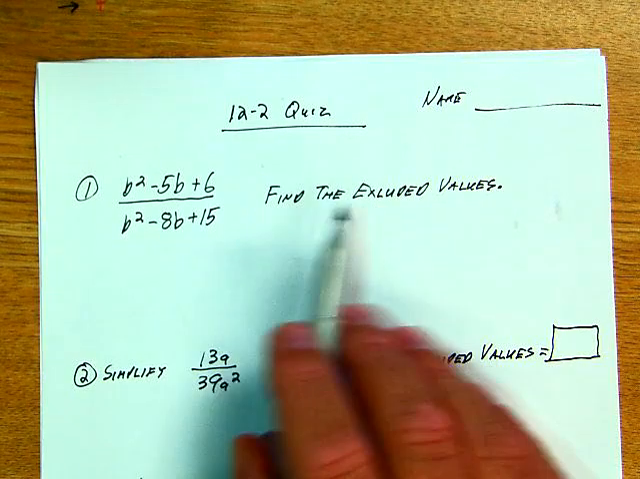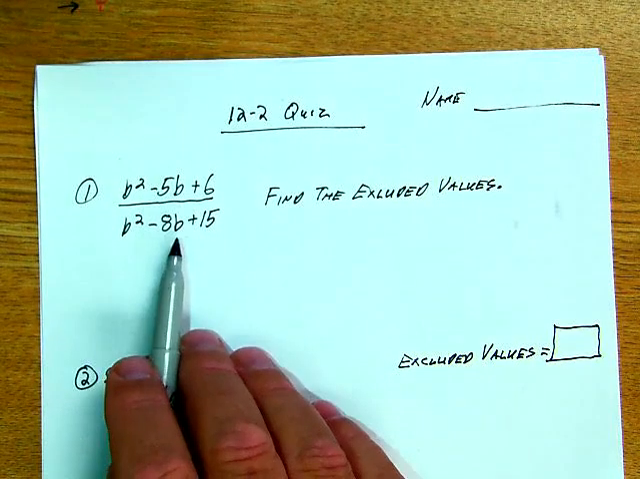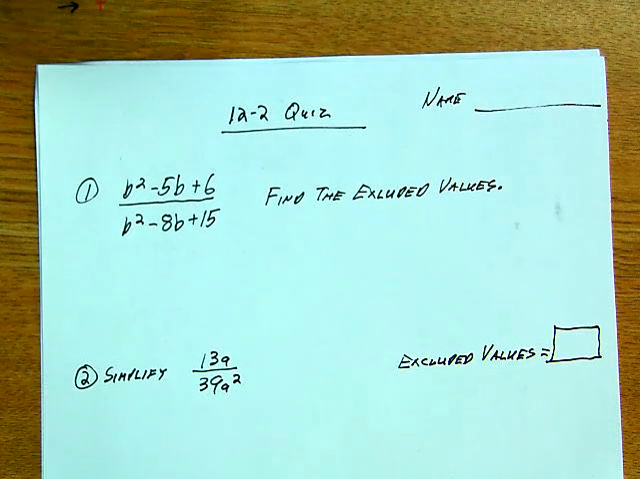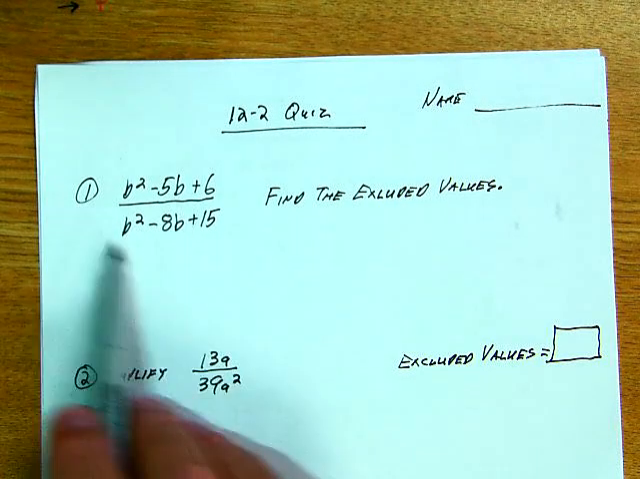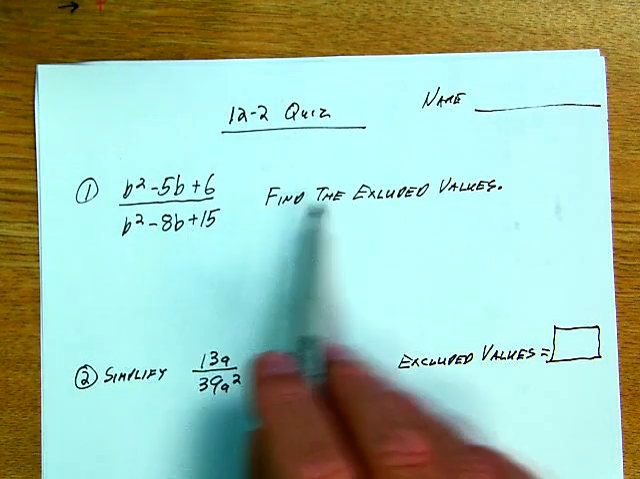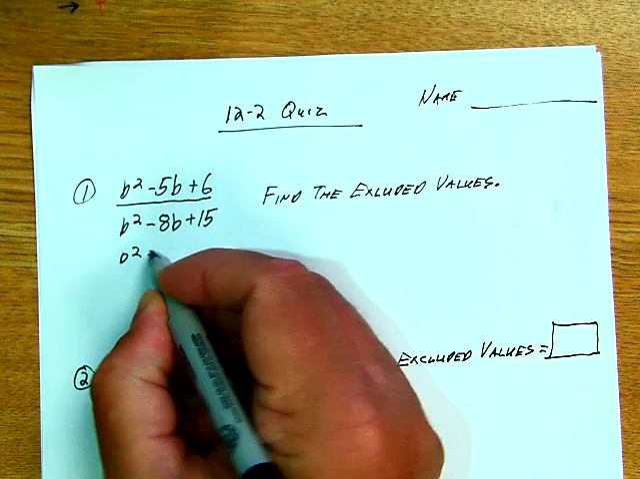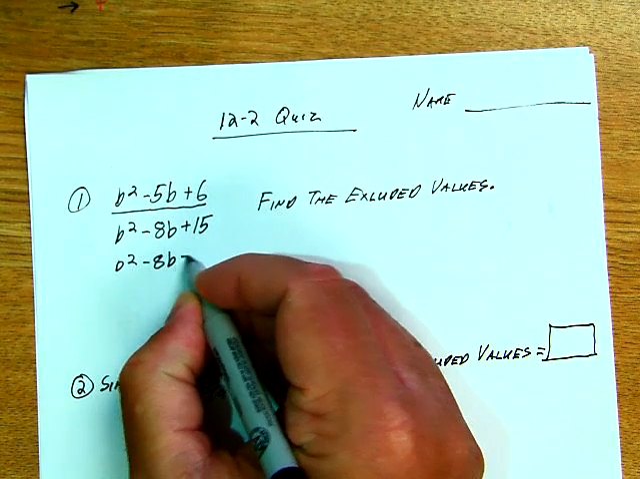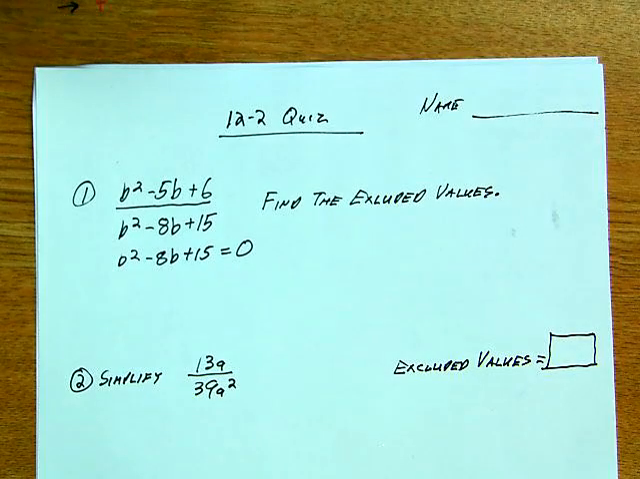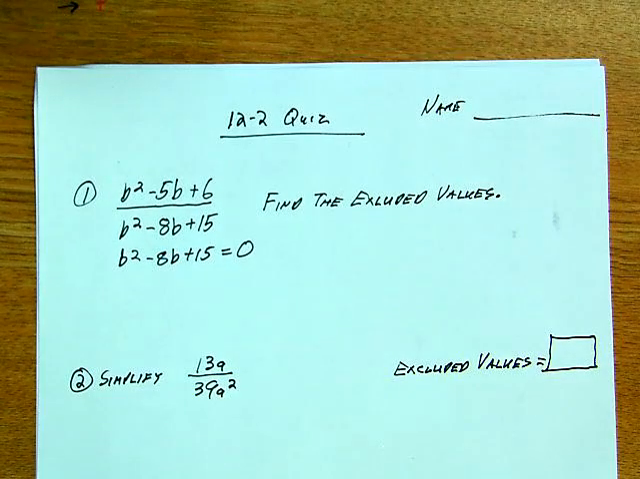So when we're talking about excluded values, we can ignore the top half of the fraction. We only care about the bottom half of the fraction, and we only care when it is equal to 0 because we don't want to divide by 0. So any number that makes the bottom 0 is our excluded value. So we're going to say b squared minus 8b plus 15 is equal to 0. We're going to find what numbers make that denominator into 0.